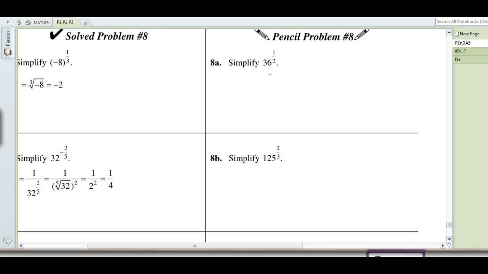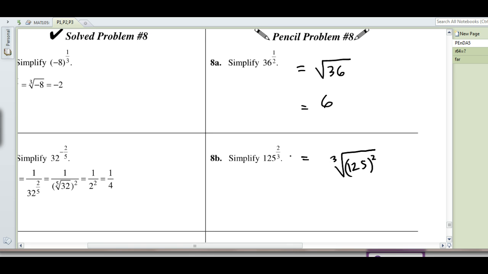So here we have 36 to the 1/2. We know 1/2 just means square root. So this is really equal to the square root of 36, which is equal to 6. Next, 125 to the 2/3 power. That means we're really doing the cube root of 125 to the 2nd power. Power on top, root on the bottom.